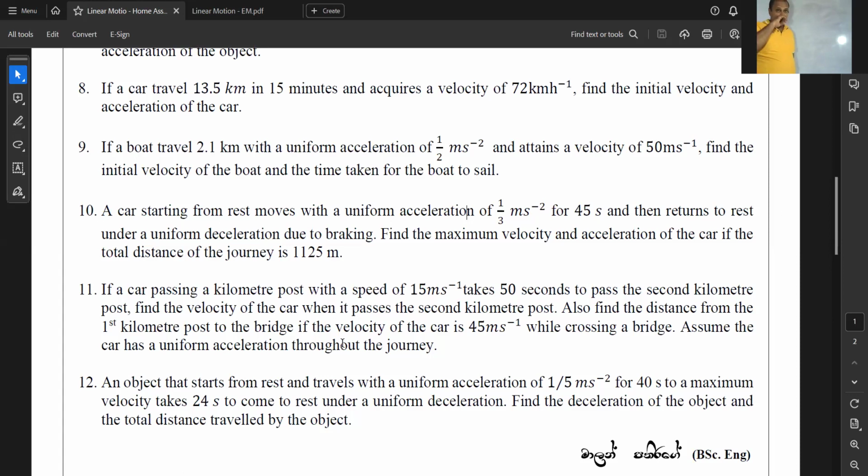107 in again, and 225 over 1575. 1500 and 75, 1 over 7.